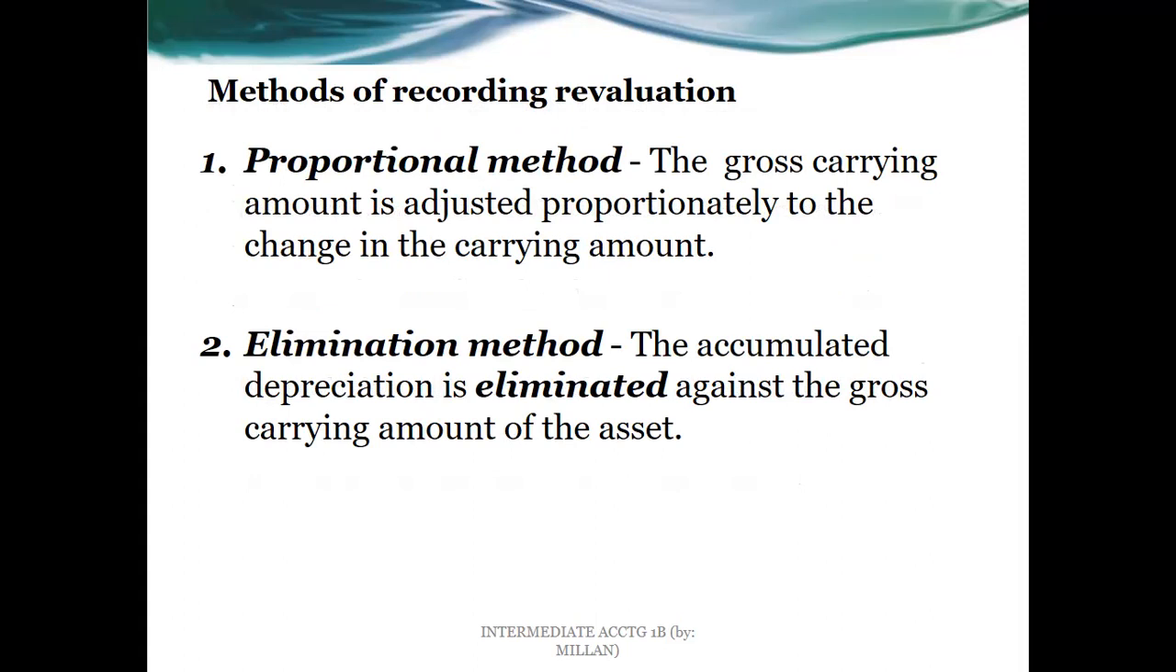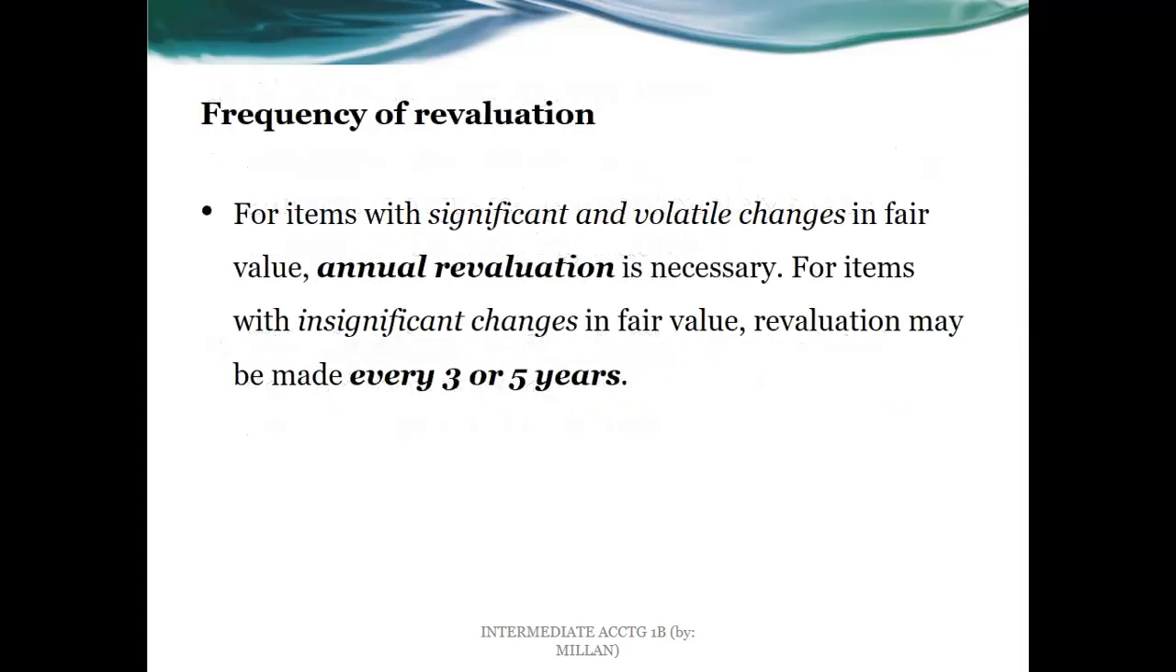On the other hand, if we say elimination method, the accumulated depreciation is simply eliminated against the gross carrying amount of the asset. So in other words, we do not credit accumulated depreciation. Instead, we use whatever account title appropriate to the PPE, whether that's equipment, or building, or any other asset that is revalued. And under revaluation method, frequency, or the time in which we are going to do this, how soon do we do this?